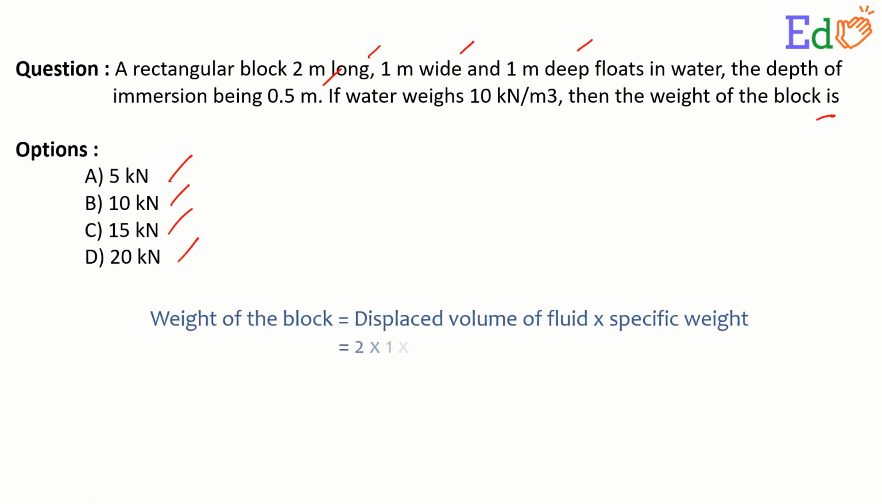We know weight of the block equals displaced volume of fluid times specific weight. So here displaced volume is the length 2 meter, 1 meter wide, and the depth of immersion 0.5, into the specific weight given here, that is 10 kN per cubic meter. So after multiplication we get 10 kN. So the correct option here is B. B is the correct option.